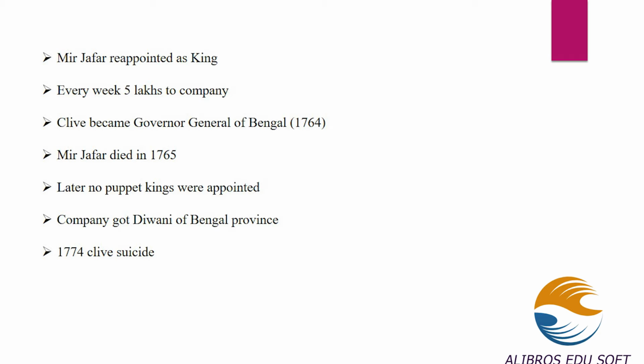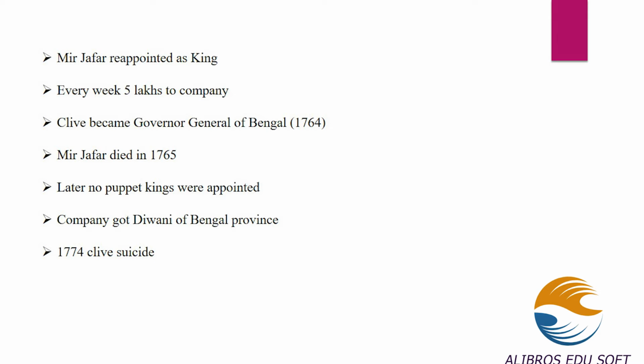In 1765, the company got the Diwani of the Bengal province. You can see the image of Shah Alam giving the Diwani to the Company in Bengal. Now the company got full power in Bengal. They did not need any help from the British. In 1764, Robert Clive became the governor of Bengal.